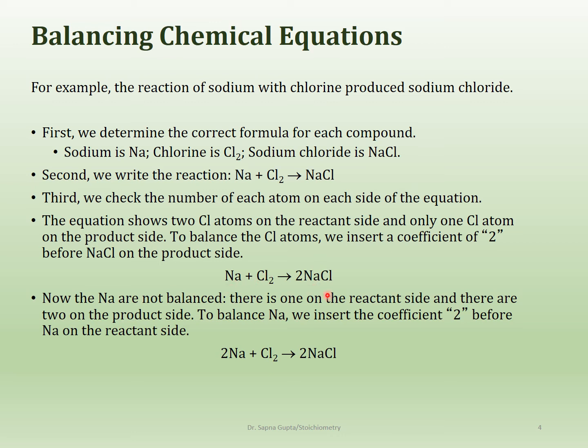So now when we look at this equation, you have 1 sodium atom, 2 chlorine atoms, and then 2 sodium atoms and 2 chlorine atoms. So now the sodium is not balanced, because you have 2 sodium on the right-hand side but only 1 on the left-hand side. To balance the sodium, we insert another coefficient, a 2 before sodium, because we needed 1 more sodium atom on the left-hand side in order to balance this equation. So now we have 2 sodium, 2 chlorine, and then 2 sodium and 2 chlorine on the right-hand side. This is balancing an equation. So you take it 1 atom at a time and then balance the equation.